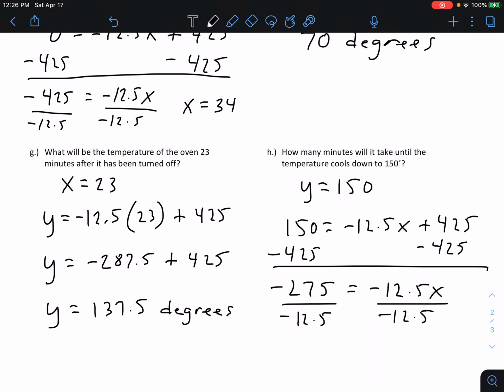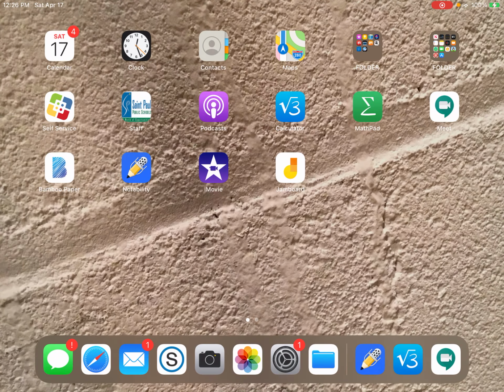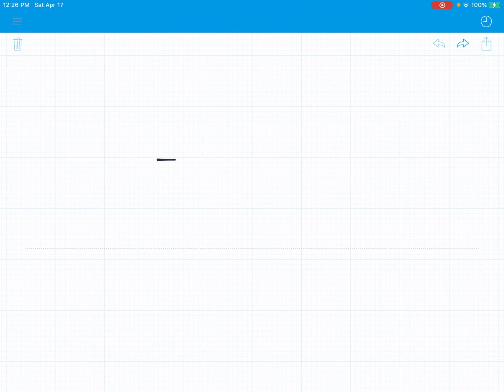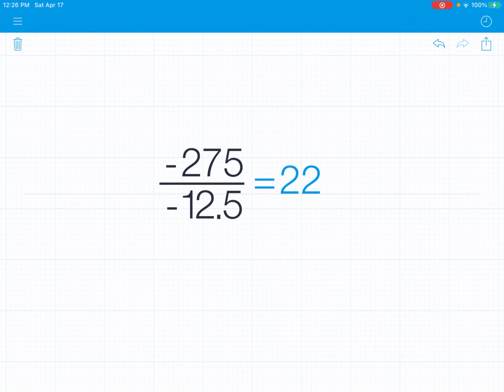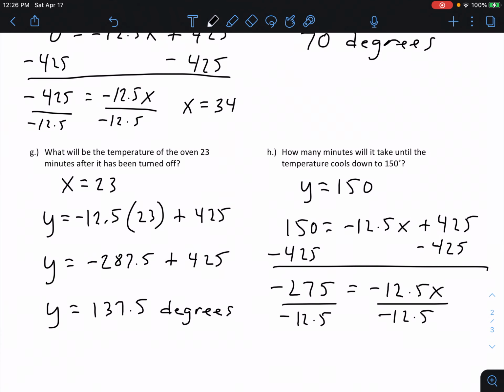Okay, so I'm going to do negative 275 divided by negative 12.5. I'm going to go over to my calculator. Negative 275 divided by negative 12.5. 22. Perfect. x equals 22. And that is minutes because we're talking about x. Okay, so it's going to take 22 minutes for the oven to get down to 150 degrees. All right.